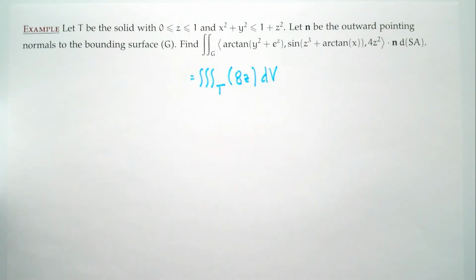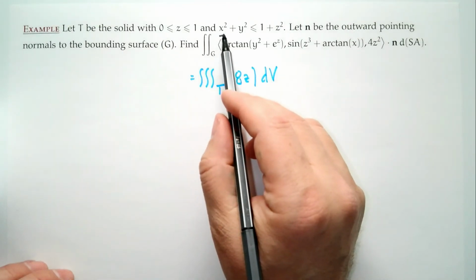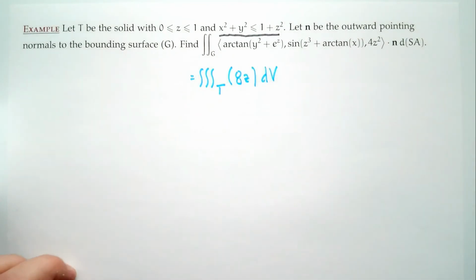Okay. So now that's it. We just have to integrate that. Well, what is our surface? Now this one might be one that you may or may not recognize. Does anybody know what that looks like?